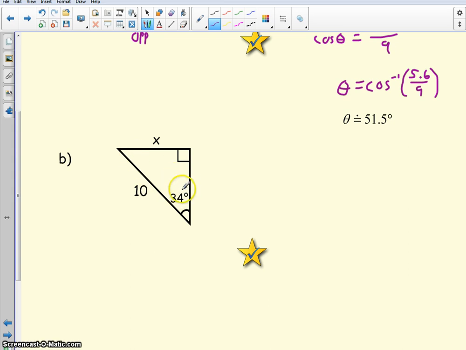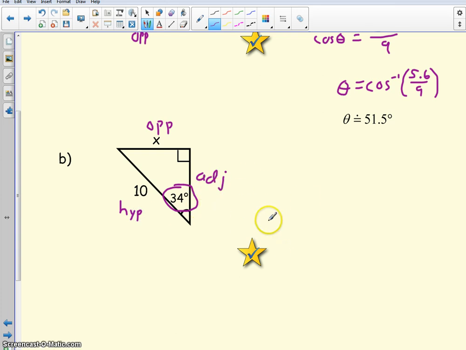Again, let's just make our life easier and work with this guy. So the 34 degrees is the angle we're going to choose to work with. That would make the x here the opposite side. The side we know nothing about over here is the adjacent, and the 10 is the hypotenuse. It's across the 90-degree angle.